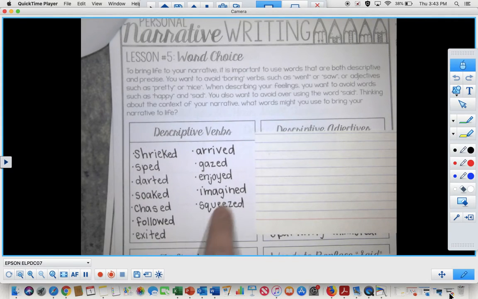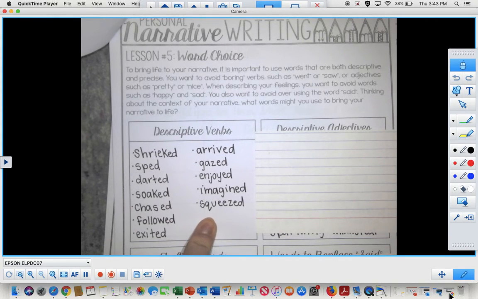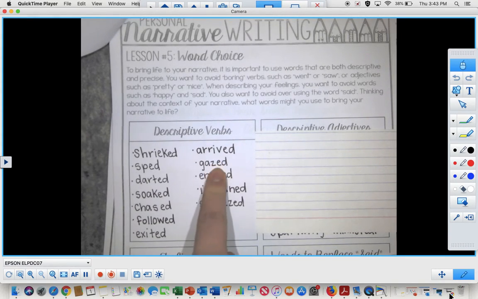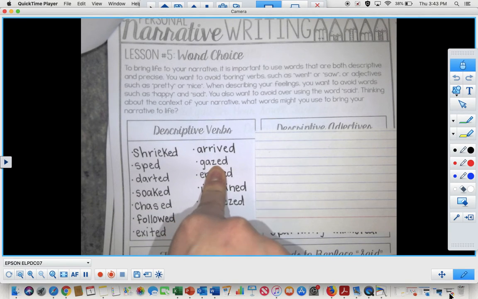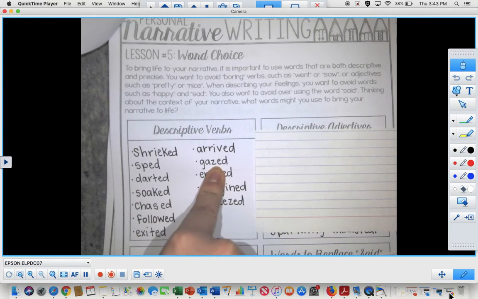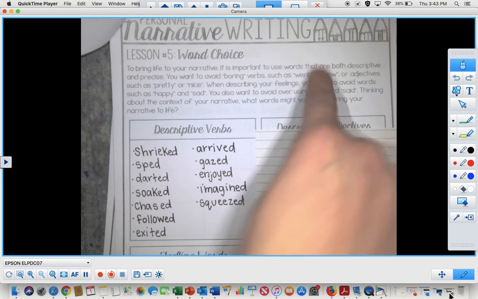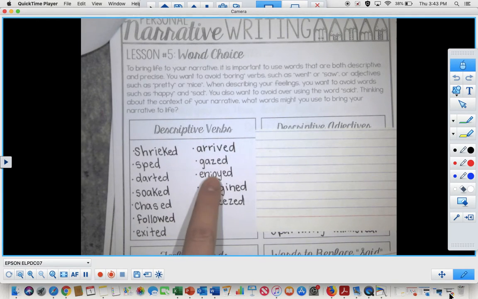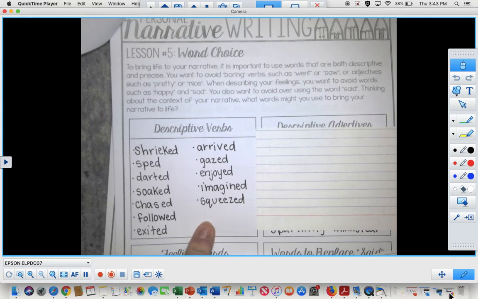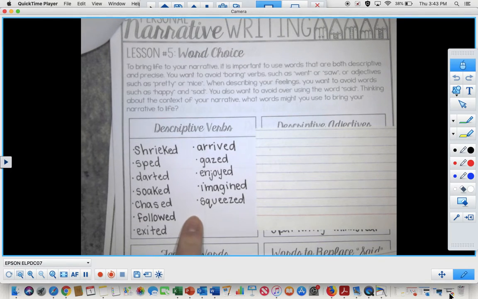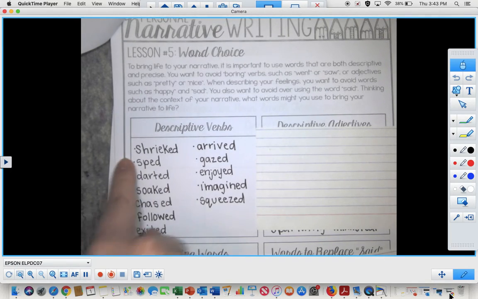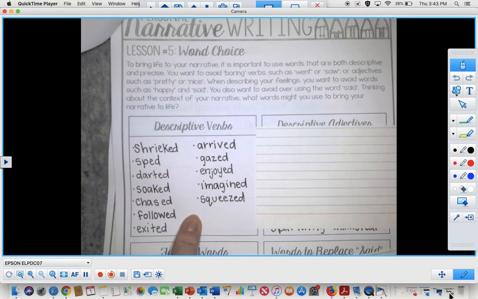And so these are some pretty crazy verbs, and they're way more exciting than I saw this, right? I gazed at the portrait, instead of I saw the portrait, right? That is so boring. Saw is so boring, but gazed is way more exciting. And so again, these verbs would work great if you were doing something really exciting like a roller coaster like Miss Walsh was, but it might not make sense to talk about darted or shrieked if you aren't doing the same thing that Miss Walsh was doing. So just keep that in mind.